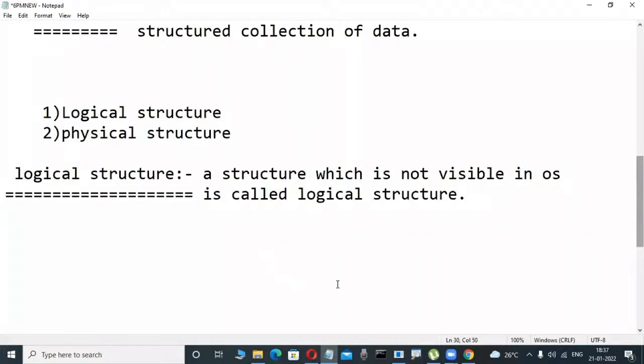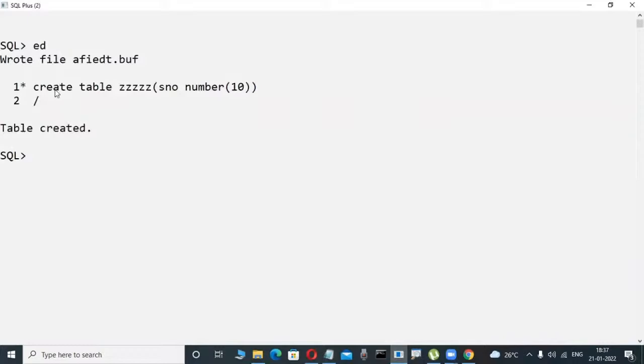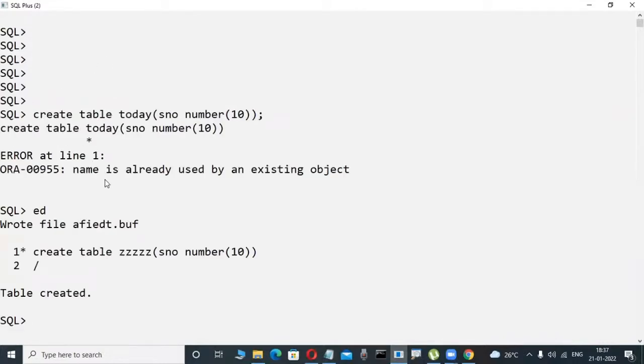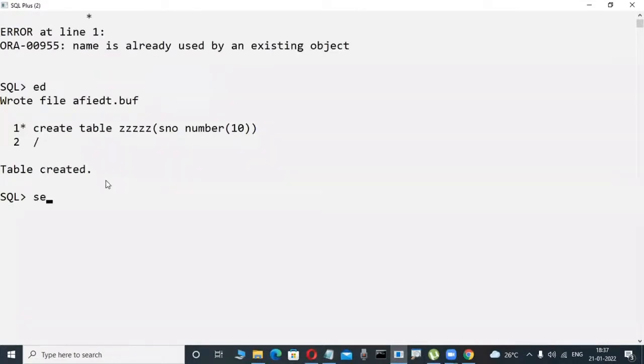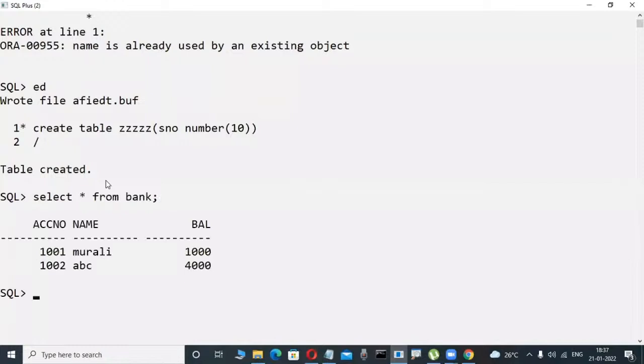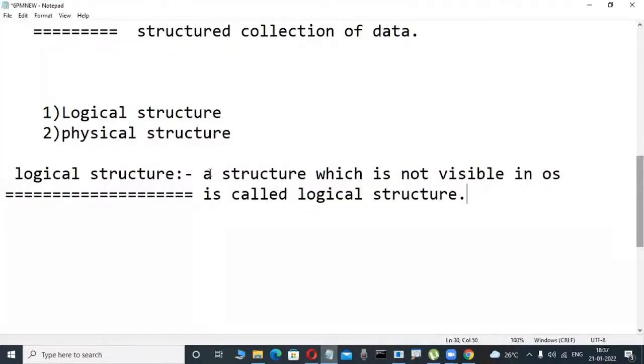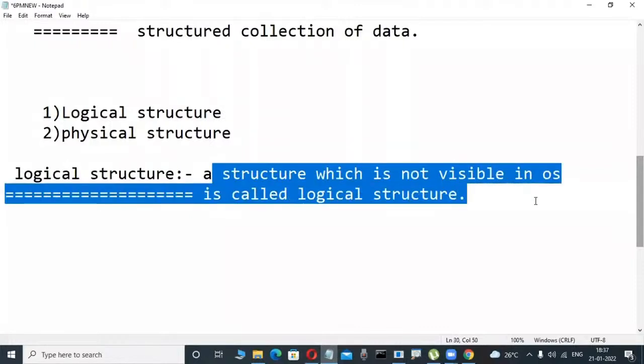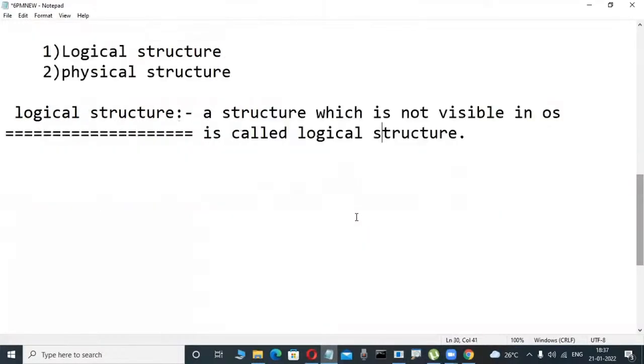That's why when you are creating a table, we are unable to view it in the C drive, D drive like that. But where is it visible? Yes, in the database. This is a database only, don't worry. In this database only, it is visible. So those tables are visible in the database. That is not visible in your C drive, D drive like that. That's why a structure which is not visible in the operating system is called a logical structure.